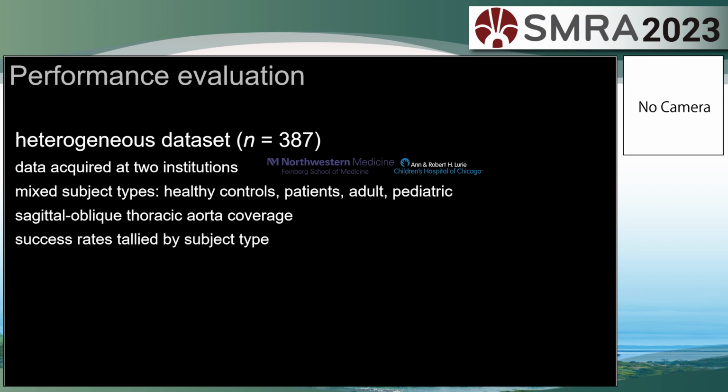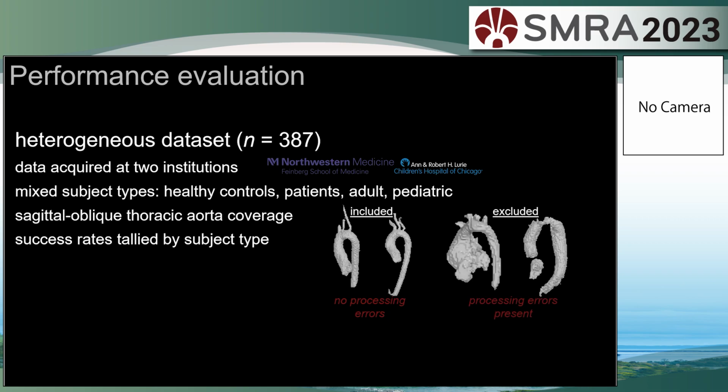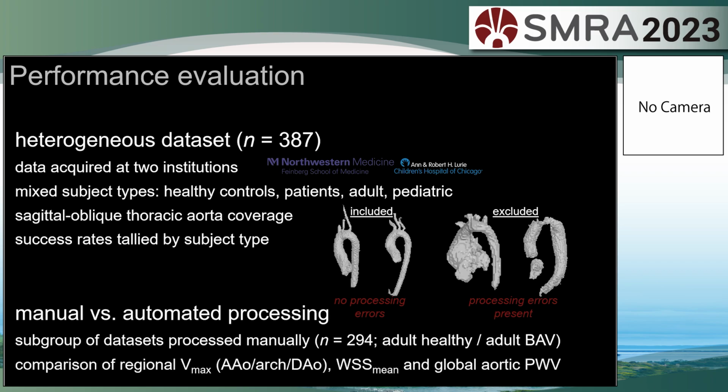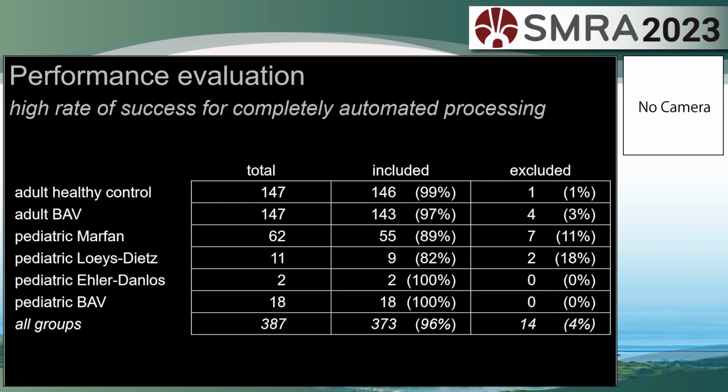And we tallied our success rates by the individual subject types. So here's an example on the left of a subject that was successfully processed, and on the right, a couple of subjects that the data was not successfully processed. We also then compared, in a subset of the subjects, the adult subjects, the results of doing quantification with a fully manual processing versus our automated technique. And then we compared 3 different parameters in each of the subjects from the group.